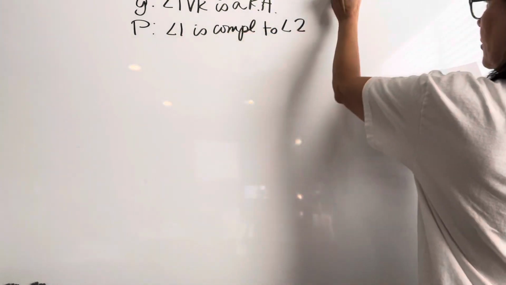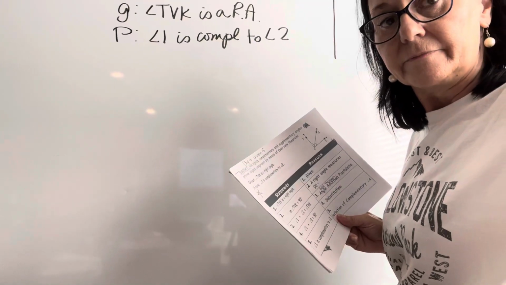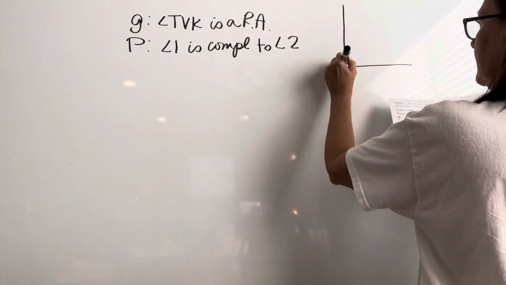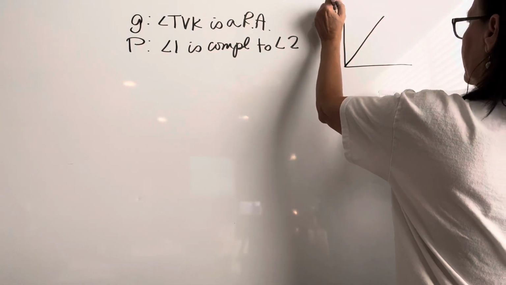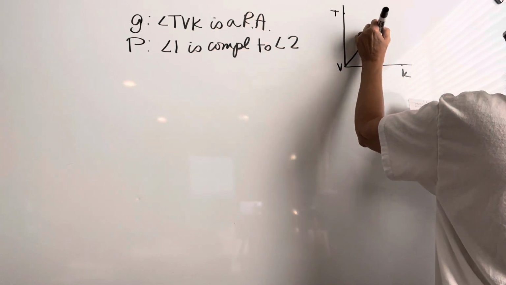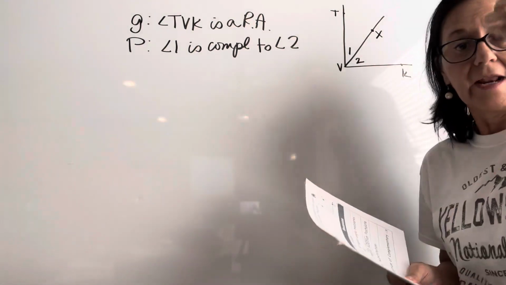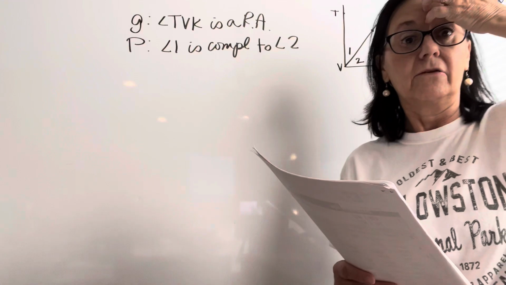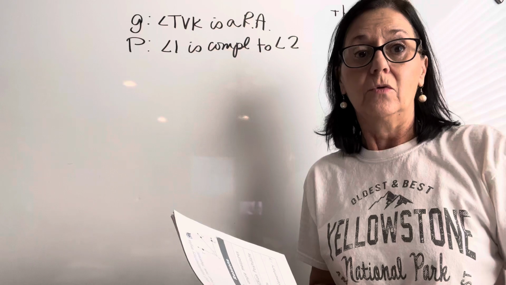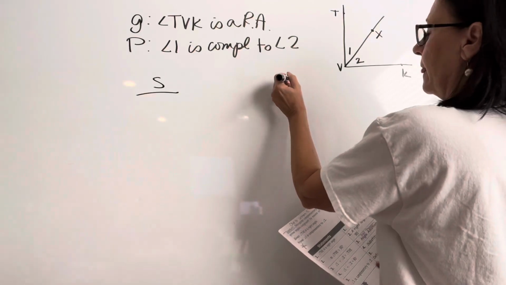All right, it's given, and I'll draw the picture. It's given that angle TVK is a right angle. Here's TVK. That's labeled angle 1, that's labeled angle 2. We're going to prove that angle 1 is complementary to angle 2. Remember, the sum of complementary angles equals 90 degrees. So here's our statements. Here's our reasons.